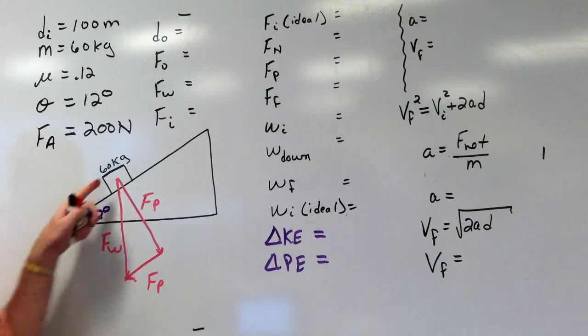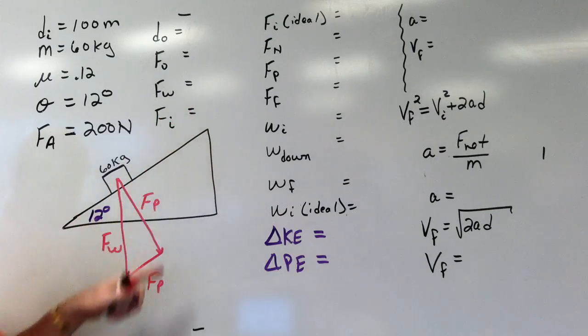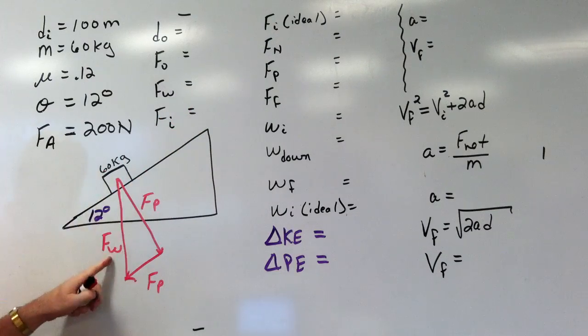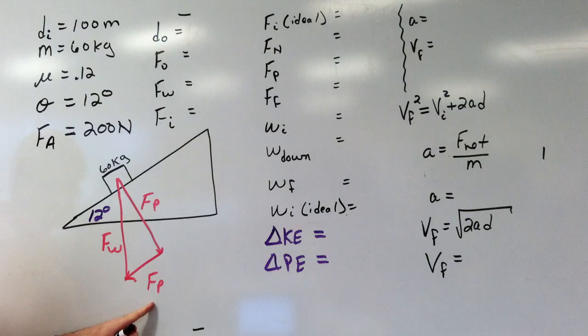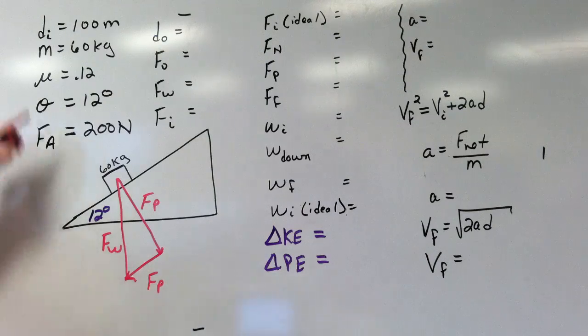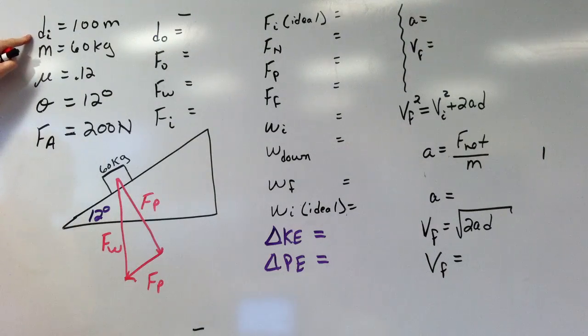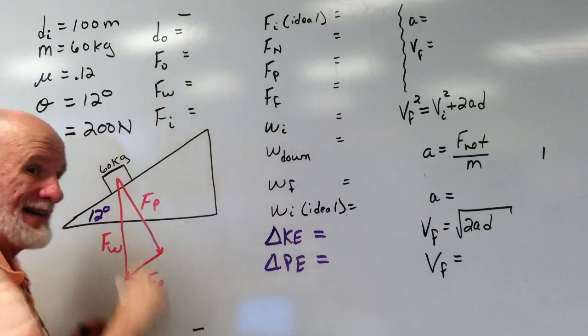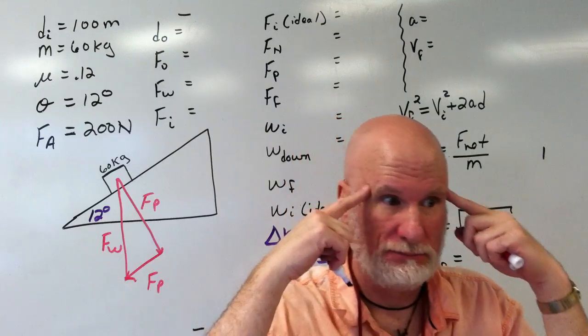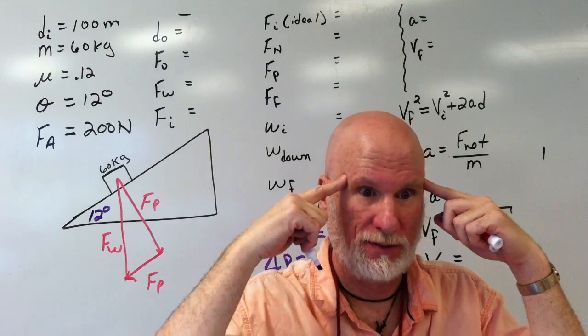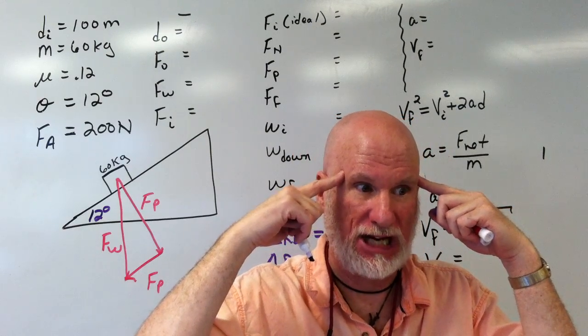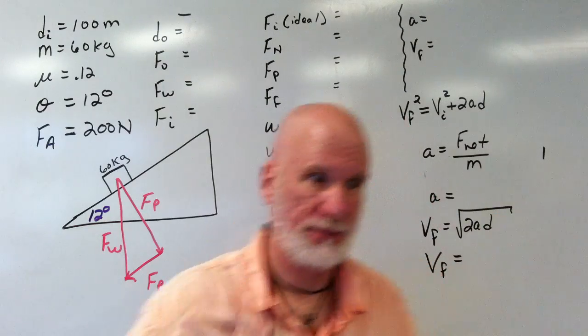A 60 kilogram skier being pulled up the mountain, correct? Here's the FW, FP, and FF. So far so good? Okay, this is what's given, 100 meters. That's actually DI. Important to make that connection, DI, right?